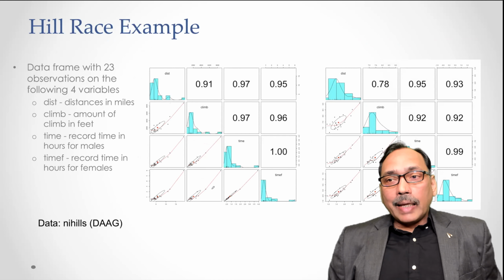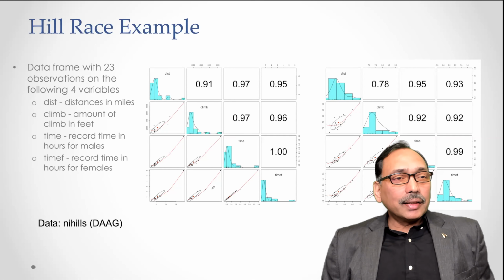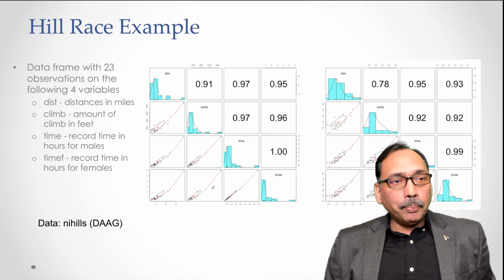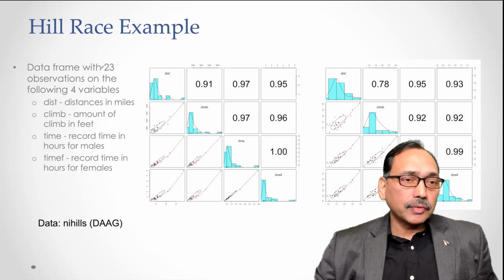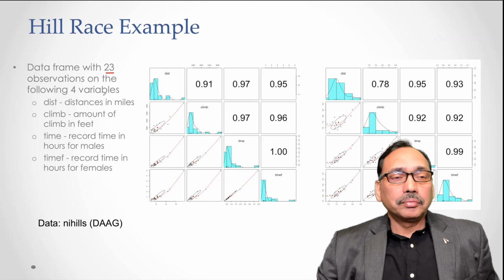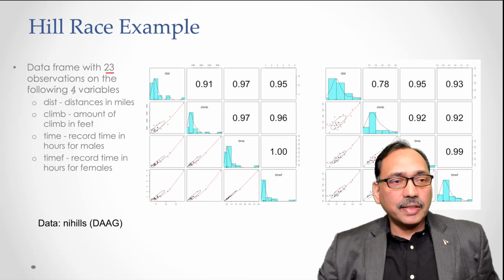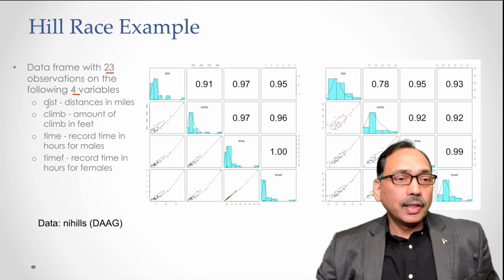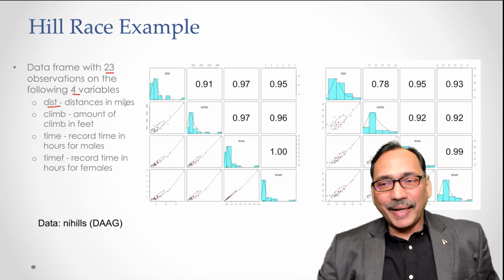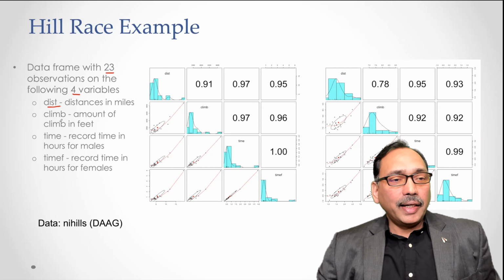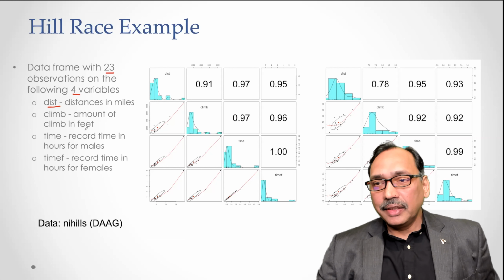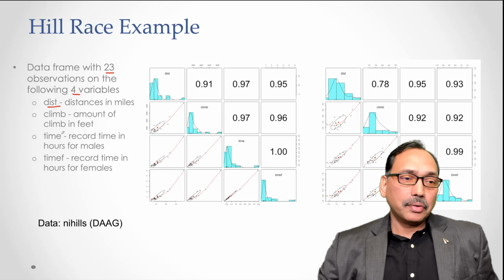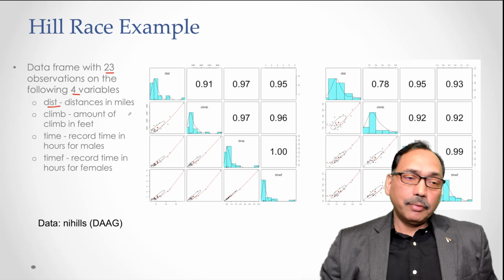So I gave you one example with the air passenger data. Here is another example from the book, the hill race example, where you have a data frame, small data with 23 observations and 4 variables. The first variable is DIST, which is distances in miles. And climb is the amount of climb in feet. So this is for runners, how long they are running and how much they have to climb.